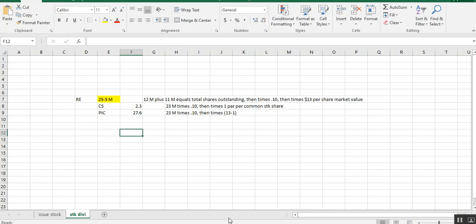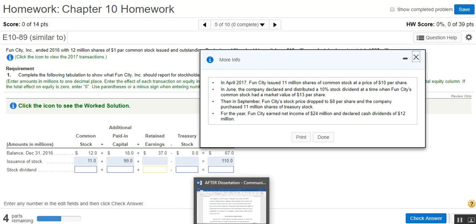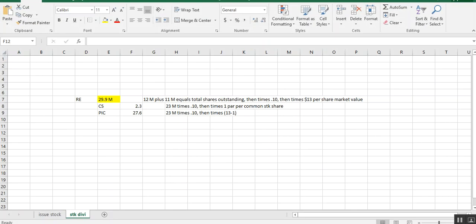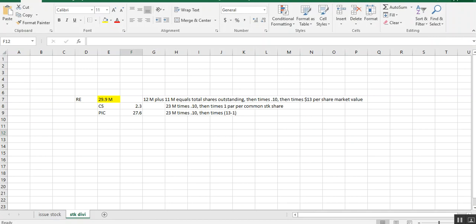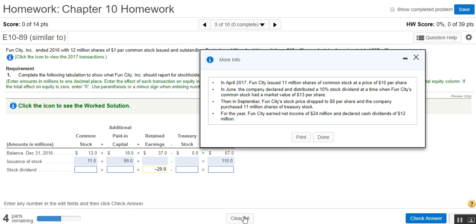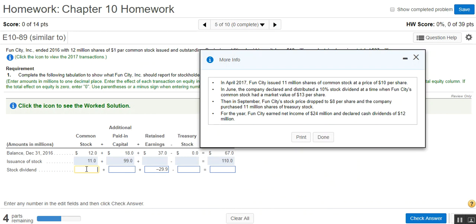Okay, we'll go ahead and put that here. $29.9. That's how much it'll go down. Retained earnings go down with the debit. And then we're going to have common stock of 2.3. That's 23 million shares outstanding. That's the 12 plus 11 times the 10% stock dividend times $1 par. Remember, all this stock is $1 par. So that's going to be common stock for 2.3, and that's a credit.